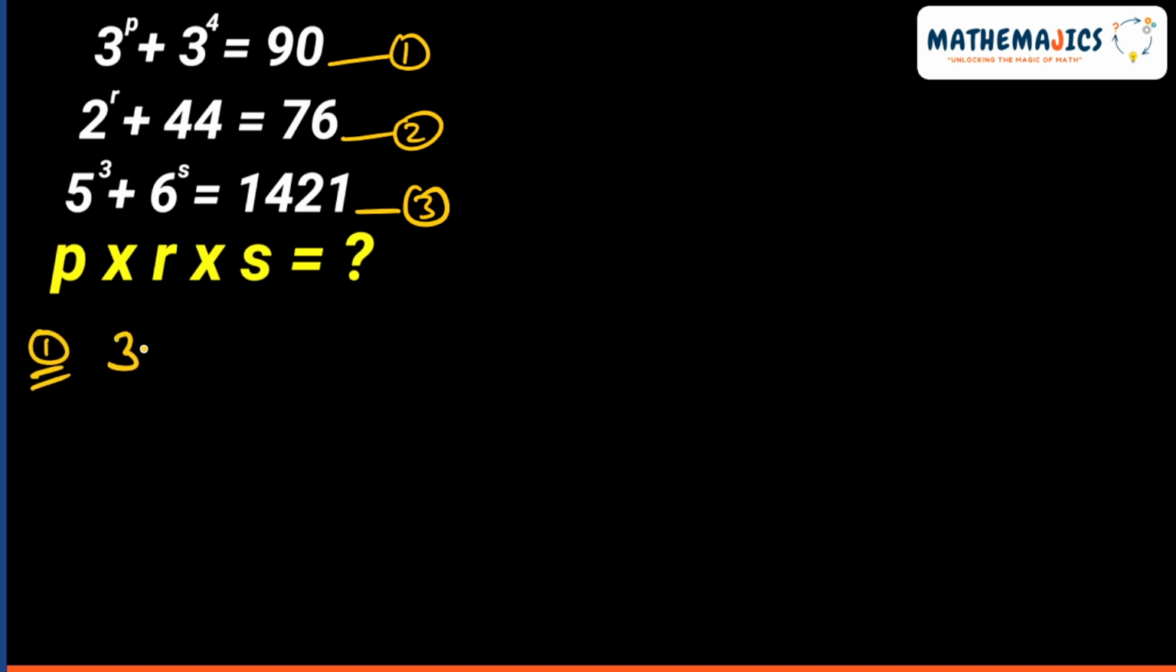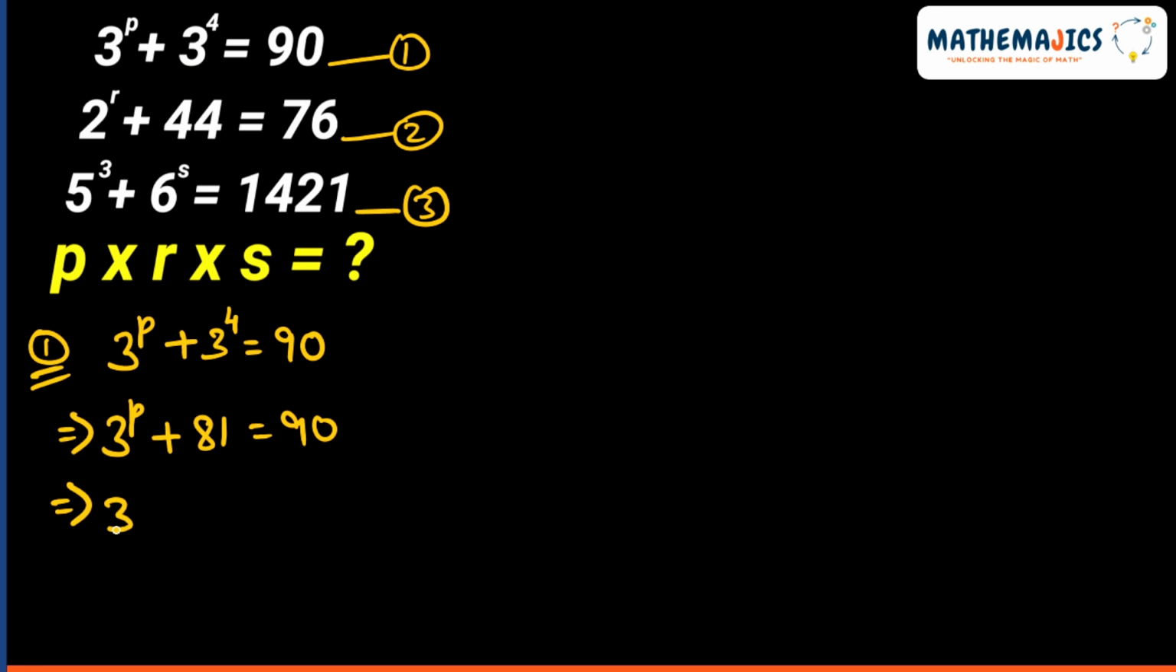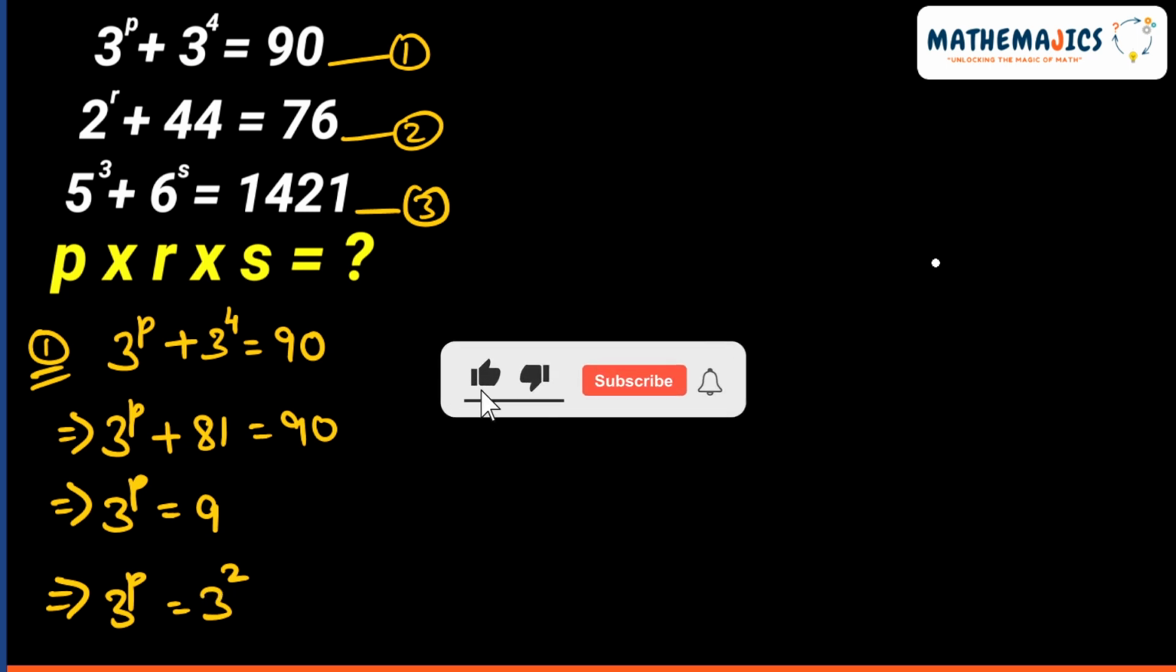In equation number 1, we have 3 raised to power P plus 3 raised to power 4 is equal to 90. So we can solve it. 3 raised to power 4 is 81. So we will be having 3 raised to power P. We will send 81 to the right side. We will get 9. And we can write 9 as 3 square.